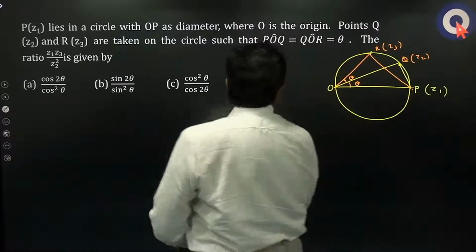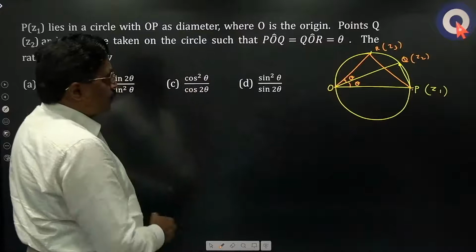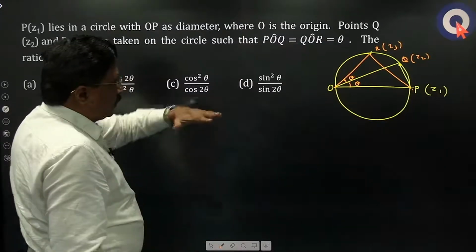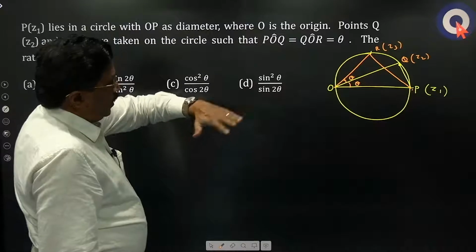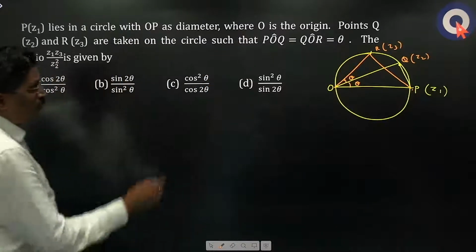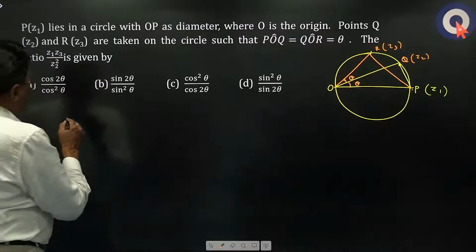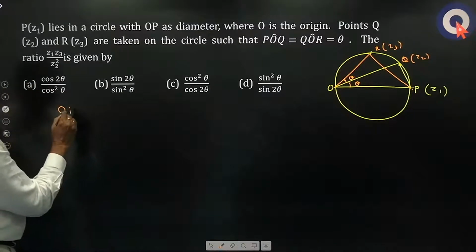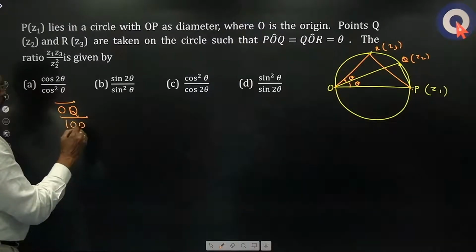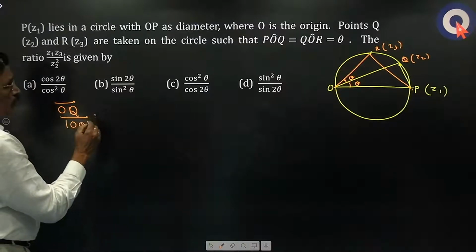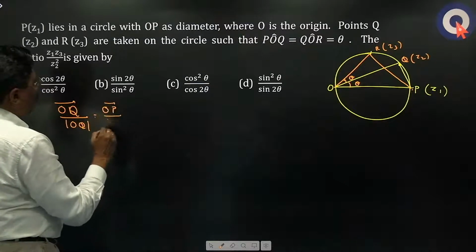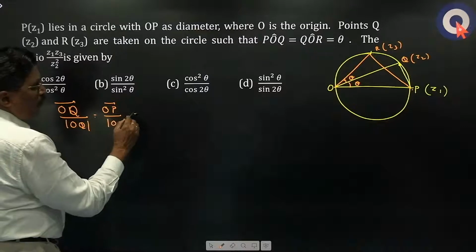We will use the rotation concept. So here the vector OP is rotated in the anticlockwise sense to make it coincide with OQ. So final position is OQ. So the final position in the unimodular form is equal to the initial vector in the unimodular form into e power i theta.